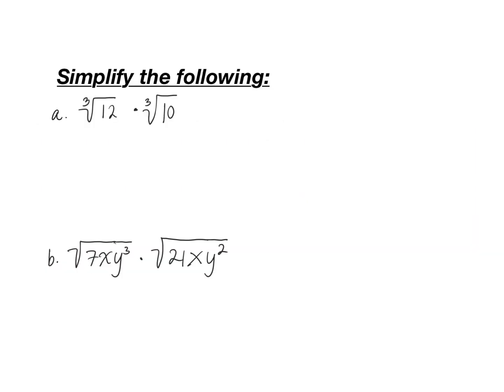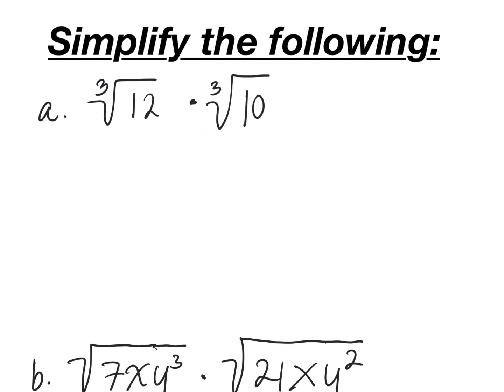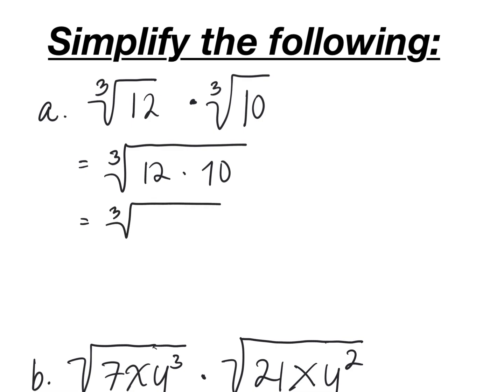Simplify the following. So here we are given the cube root of 12 times the cube root of 10. We can actually combine these two radicands together, 12 times 10, and then we're going to get their perfect third powers in here. So we're going to expand 12. 12 can be 2 squared multiplied by 3, and then 10 is 2 times 5.